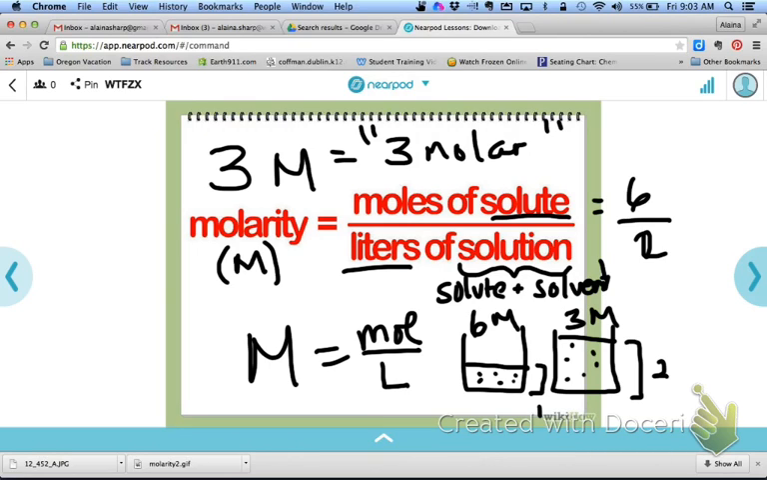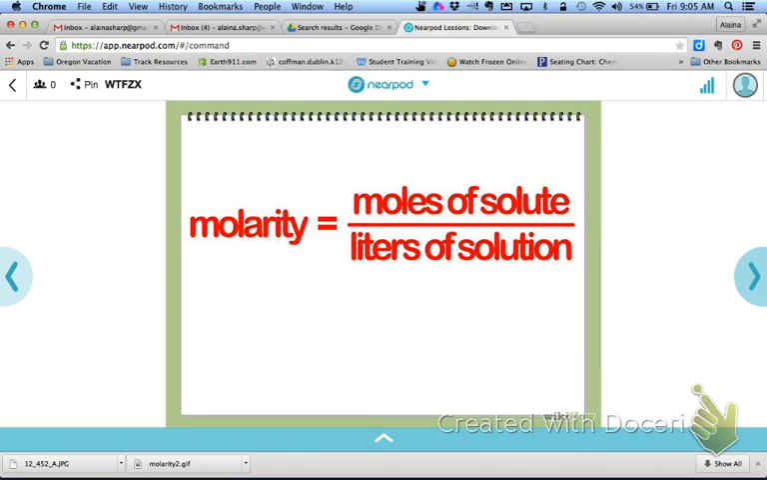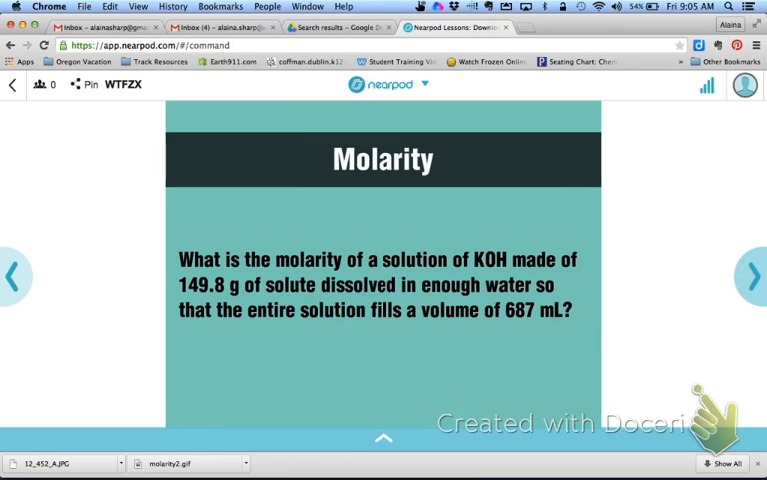All right. So let's use this to do some calculations. Here's our first example. Make sure this goes in your notes. What is the molarity, so we want big M, of a solution of KOH made of 149.8 grams of solute dissolved in enough water so that the entire solution fills a volume of 687 milliliters?